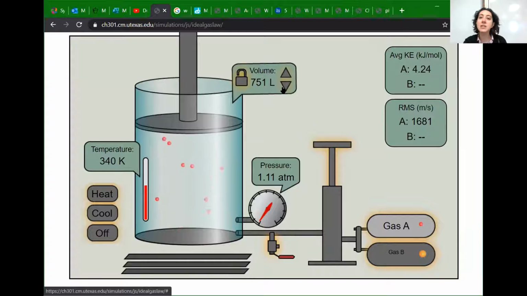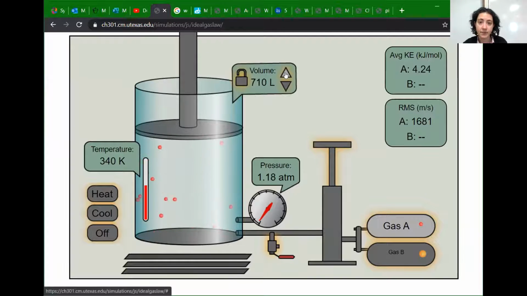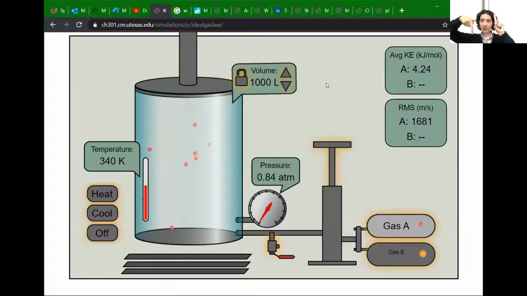What happens when we decrease the volume? Well, it looks like the pressure is increasing. So we're decreasing the volume and the pressure is increasing. What happens if we increase the volume? It seems like the pressure is decreasing. So increasing the volume means decreasing the pressure.